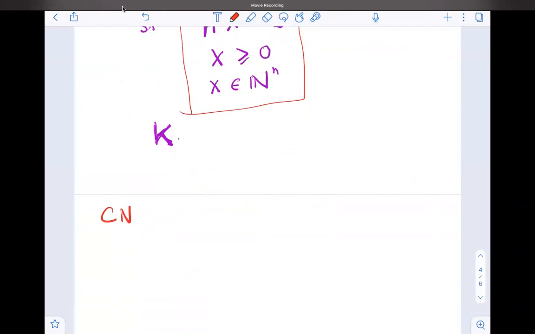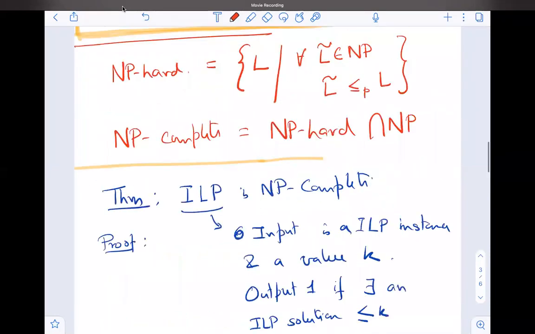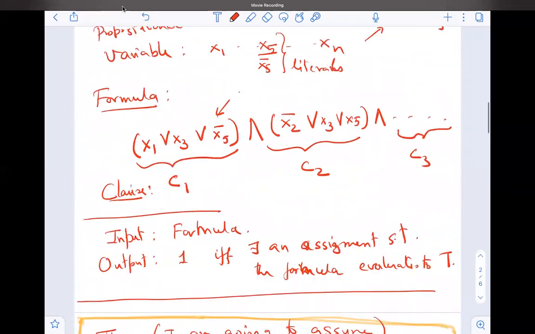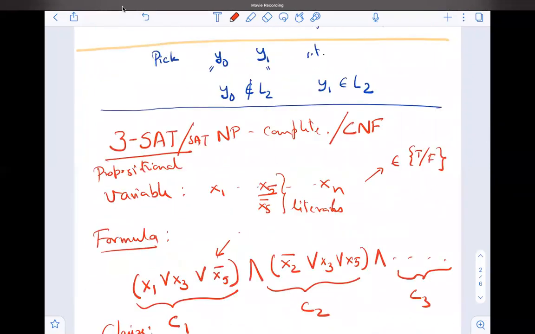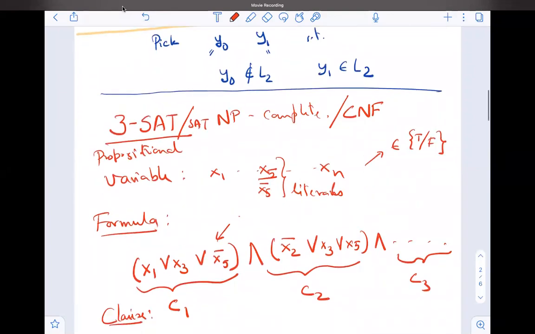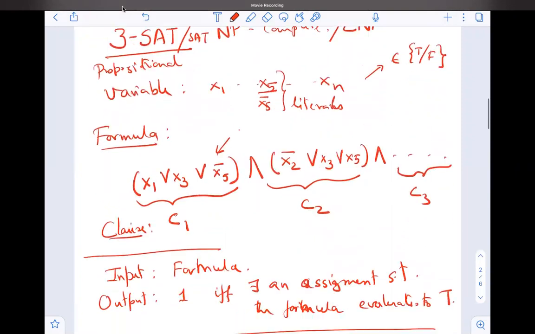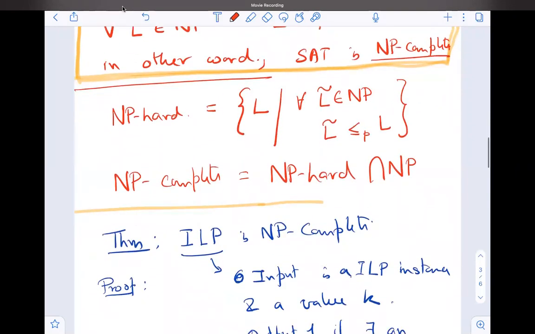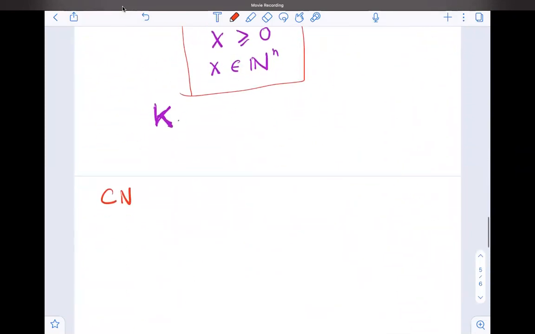This is called a CNF, the conjunctive normal form. So don't get surprised if I suddenly use this word CNF. Sometimes it's called CSAT, sometimes it's called CNF. In fact, these are called the CNF formulas. So whatever we are dealing with, it's called a CNF formula psi.